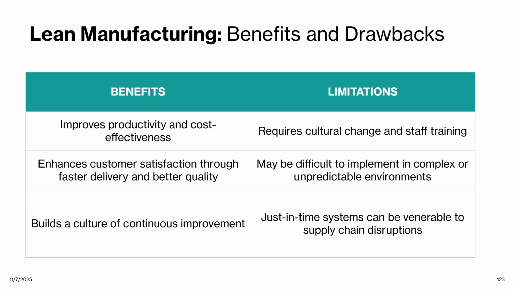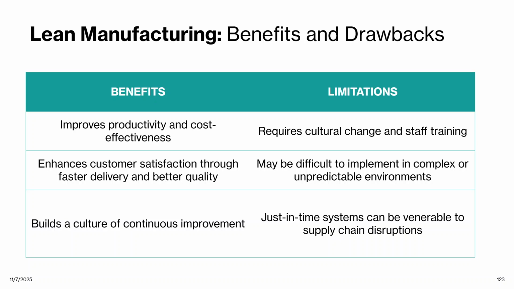So benefits and drawbacks of lean manufacturing. So this improves productivity and cost effectiveness. This additionally enhances customer satisfaction through faster delivery and better quality. And it also builds a culture of continuous improvement within an organisation.